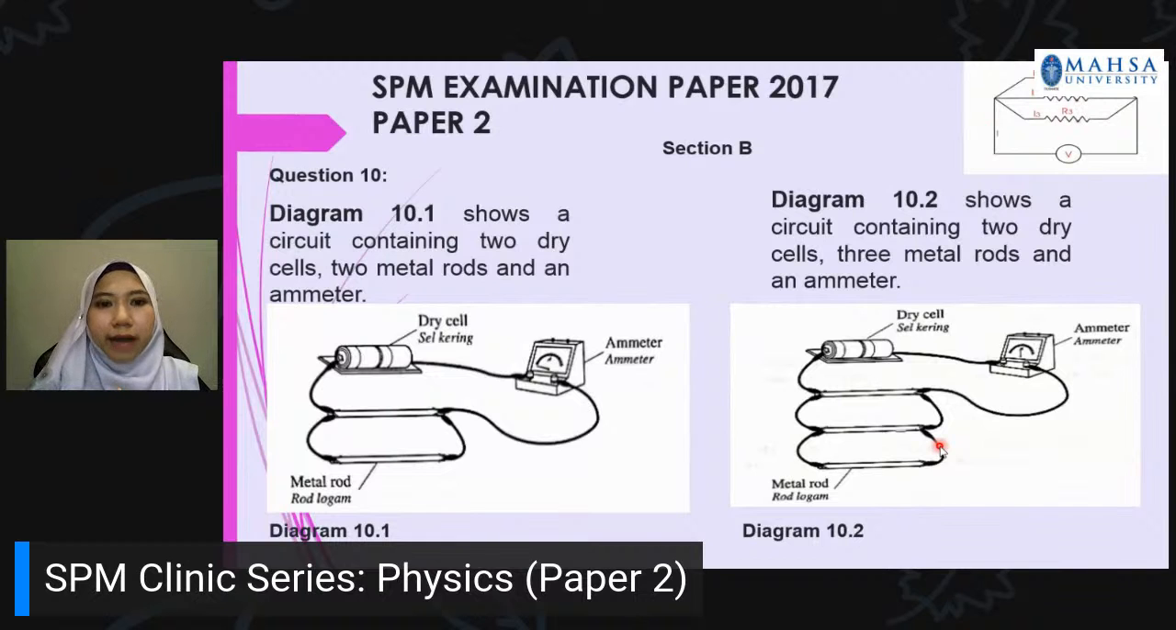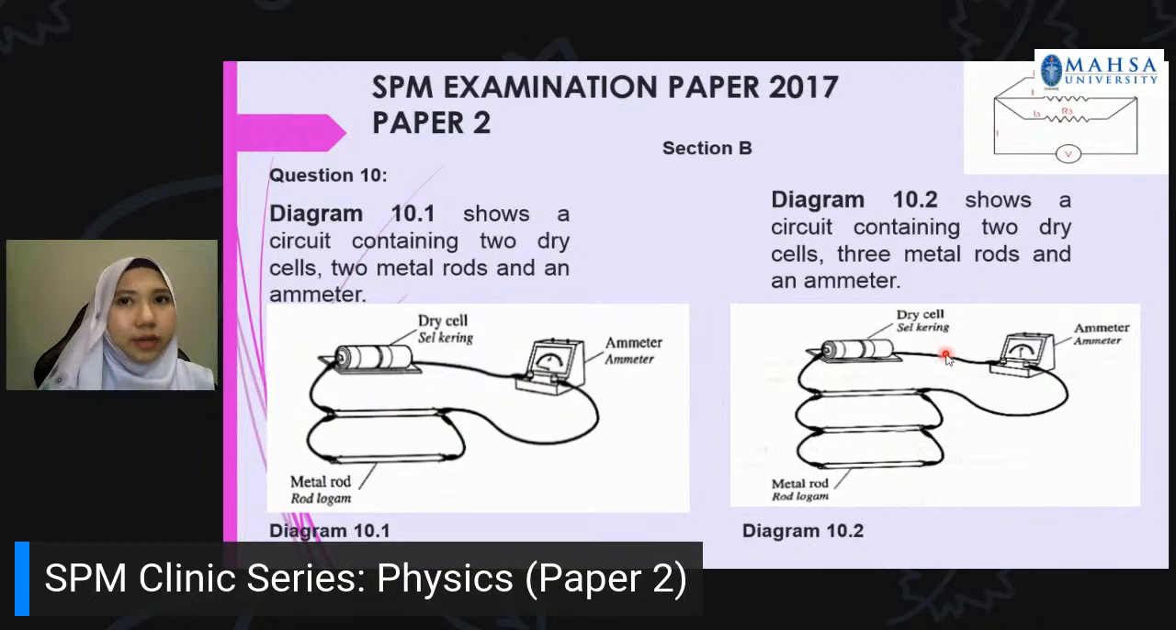So here you have a different number of metal rods. In diagram 10.1 you have two metal rods, and for diagram 10.2 you have three metal rods. So they may affect the total resistance, the effective resistance, and they will affect the current flow in your circuit.